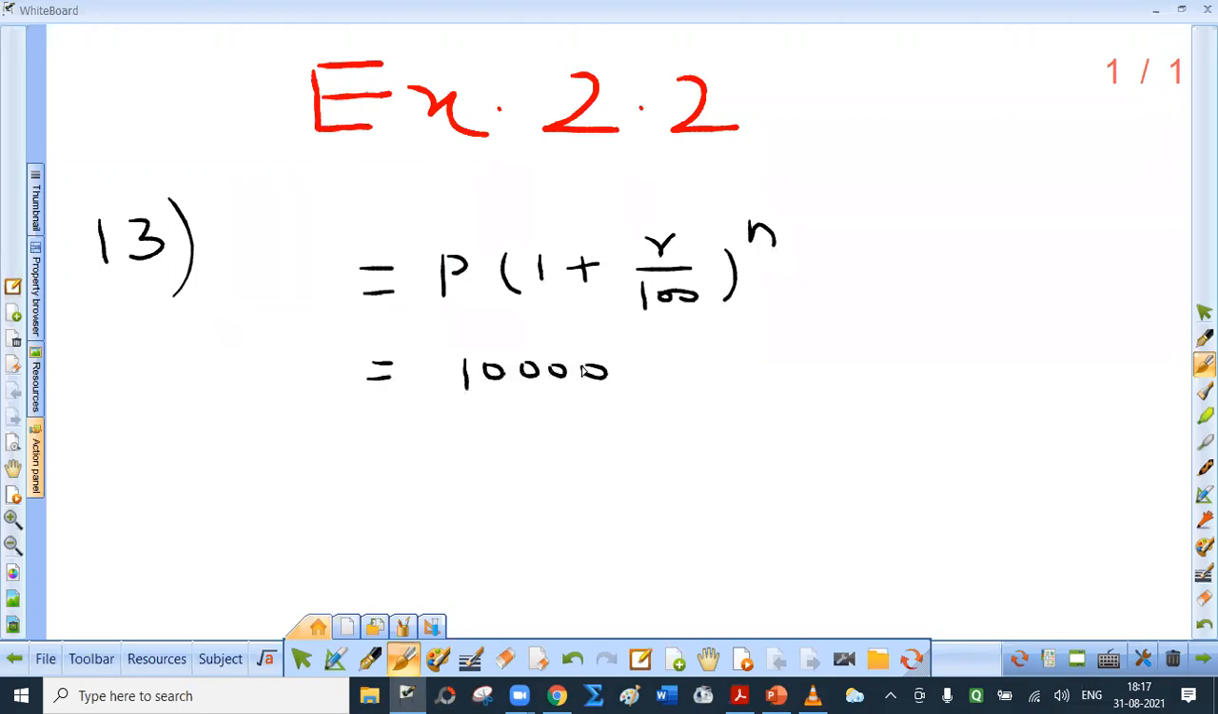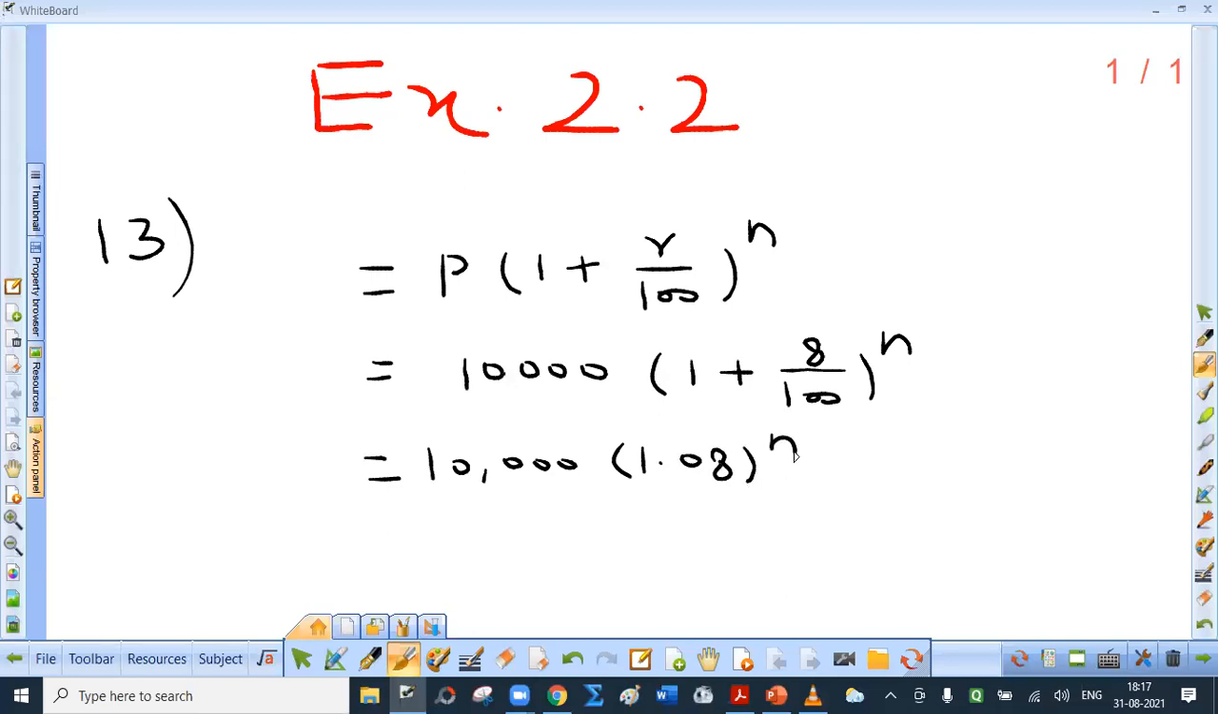Substitute the values. 10,000 into (1 plus 8 upon 100) raised to n, that is 10,000 into 1.08 raised to n.